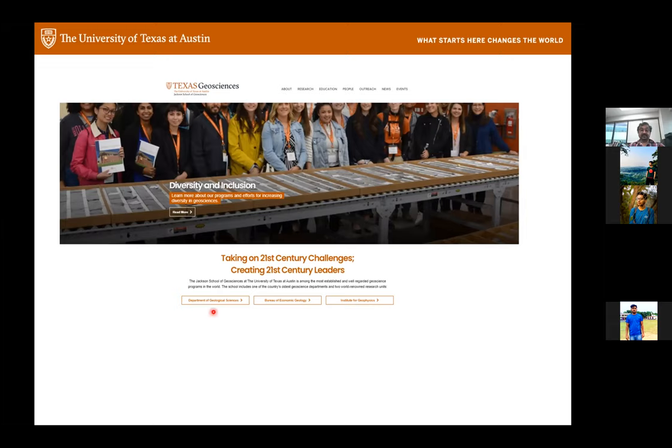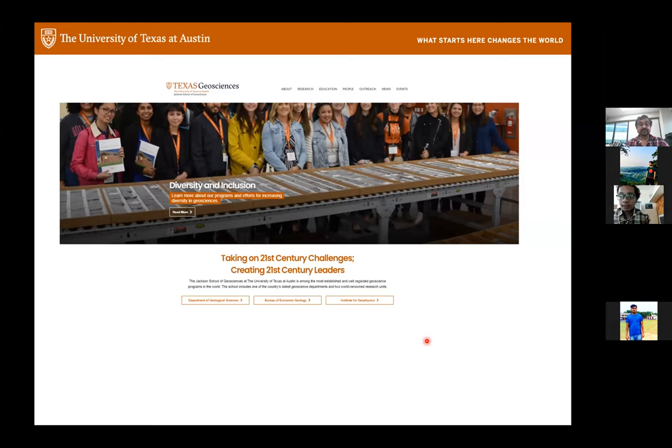We have three units: Department of Geological Sciences, Bureau of Economic Geology, Institute for Geophysics, and we are one of the top ranking departments in geophysics and geology. And we're always looking for talented students. It's very competitive to get accepted here, but we welcome applications from the best students around the world. So if you're interested, feel free to talk to us about the procedure.